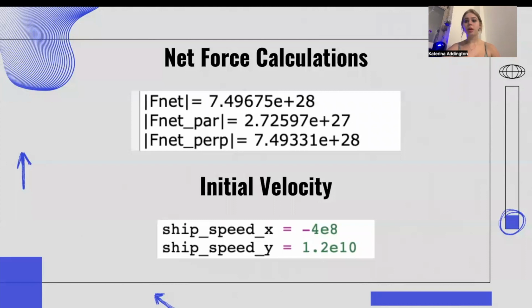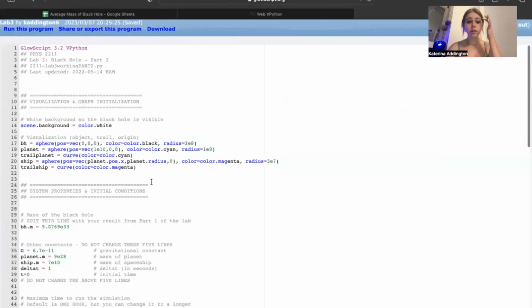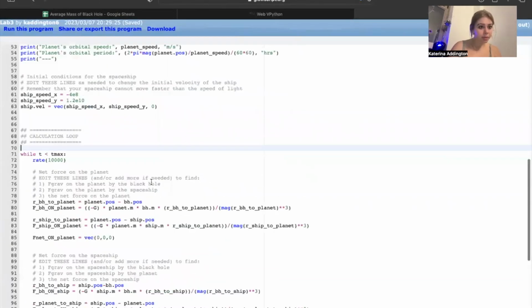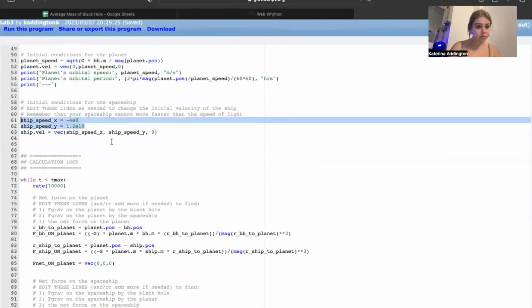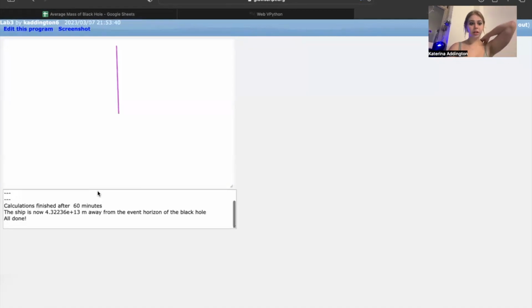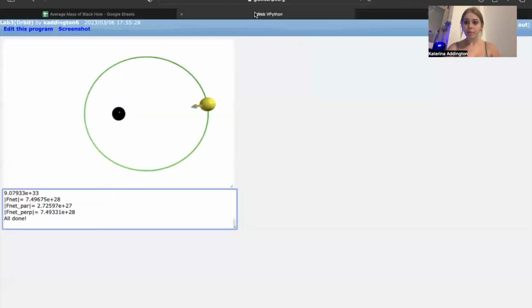So we can plug in numbers. We can plug in values for X and Y for our ship speed to find the velocity that ends up working for this code. So here we have the ship speed. And if we run this program, we can see how many meters away and how many minutes.